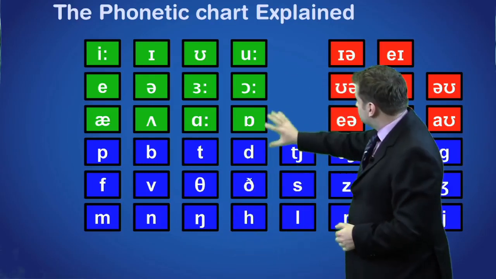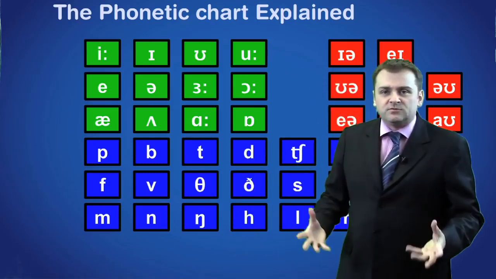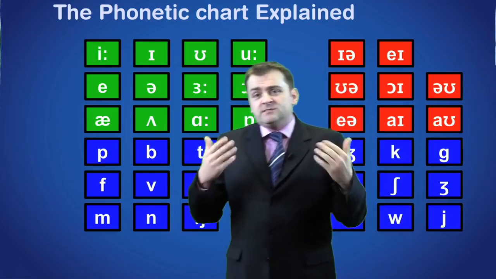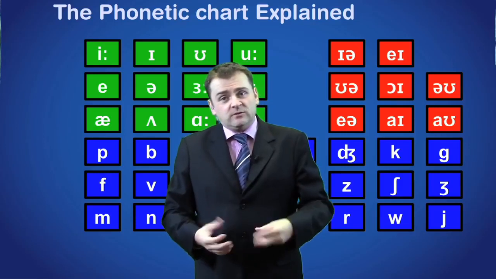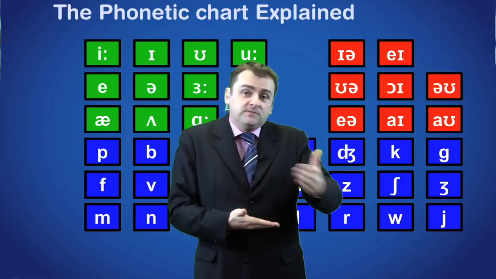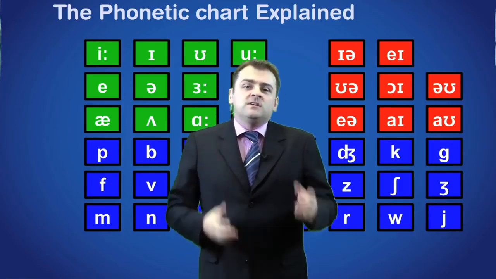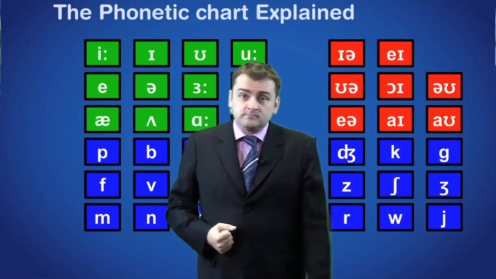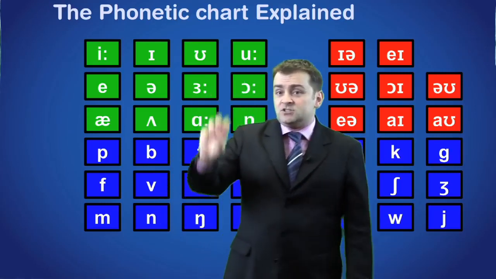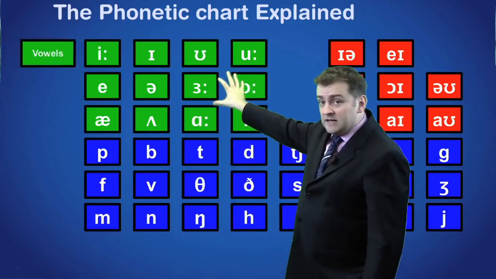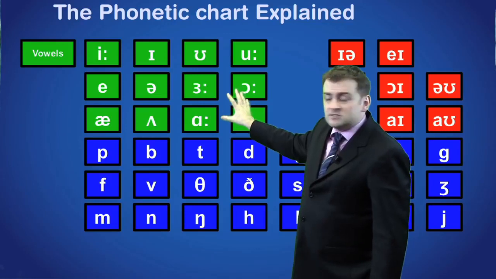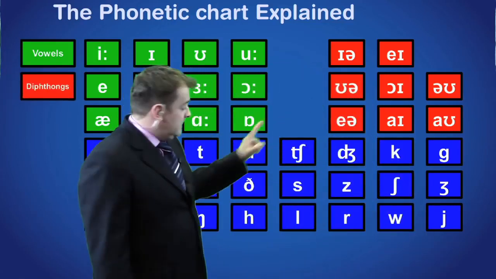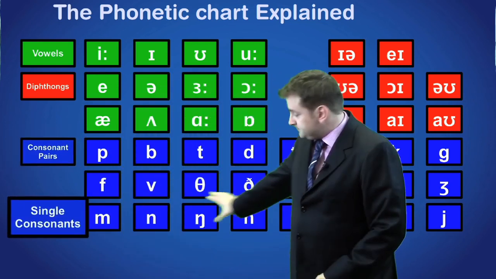At first it looks like a meaningless collection of symbols, but each symbol represents a different sound. In spoken form, most of the English language can be broken down into 44 separate sounds. The phonetic chart shows us how these sounds relate to each other. There are three sections to the chart: single vowels, or monophthongs in green, diphthongs in red, and the consonants in blue.